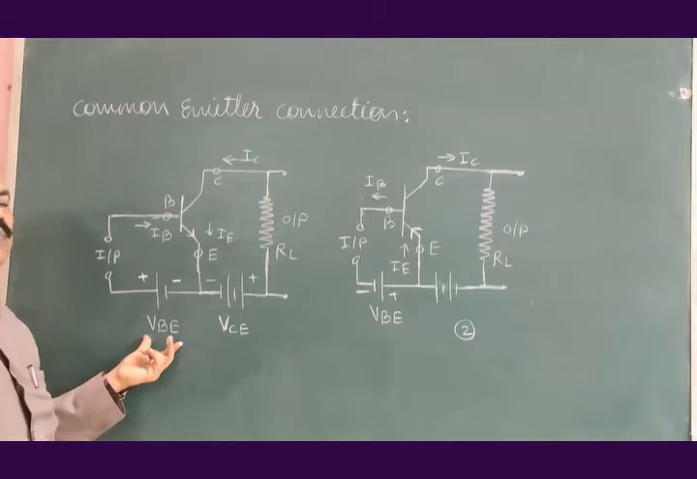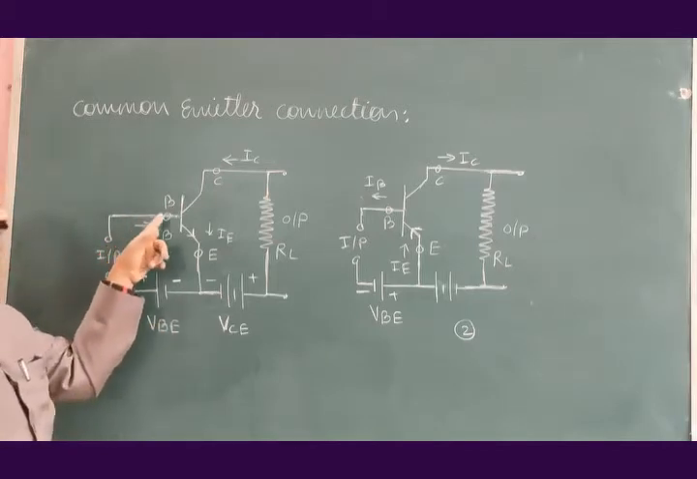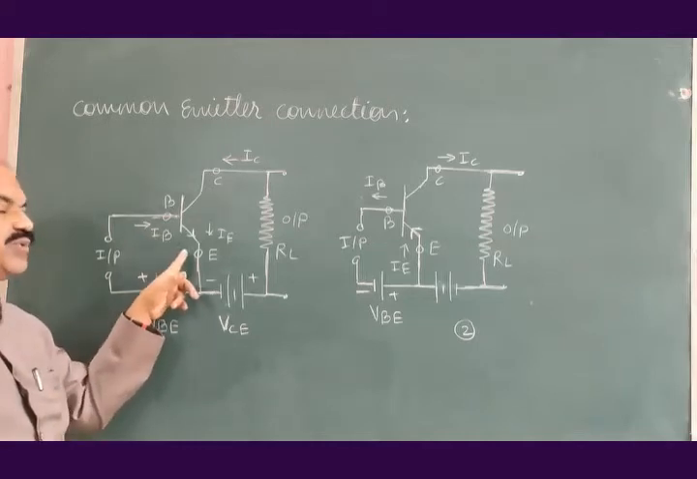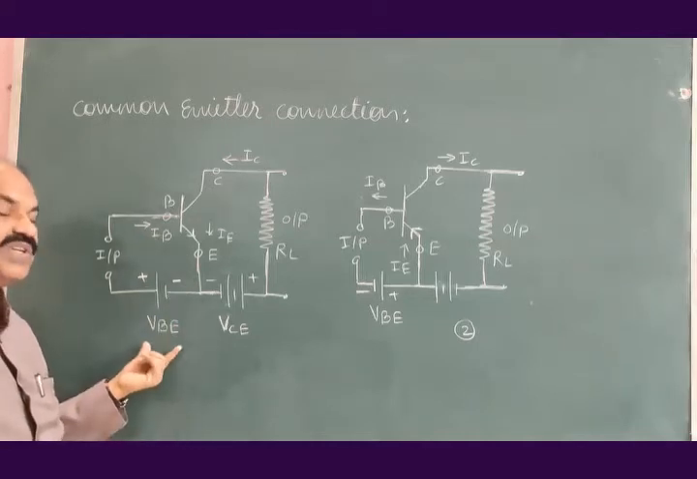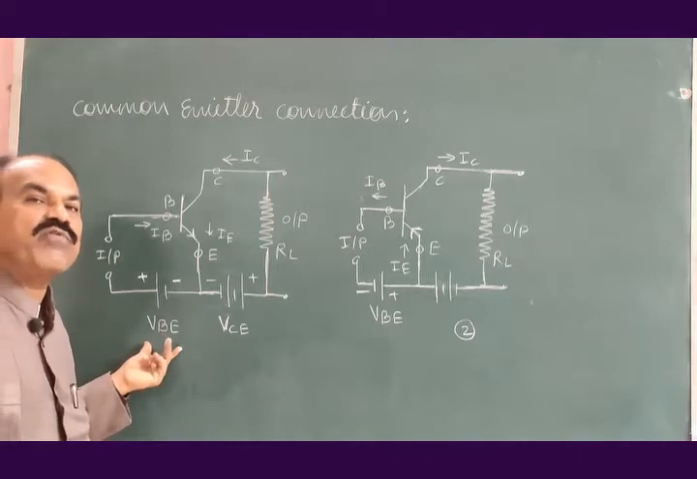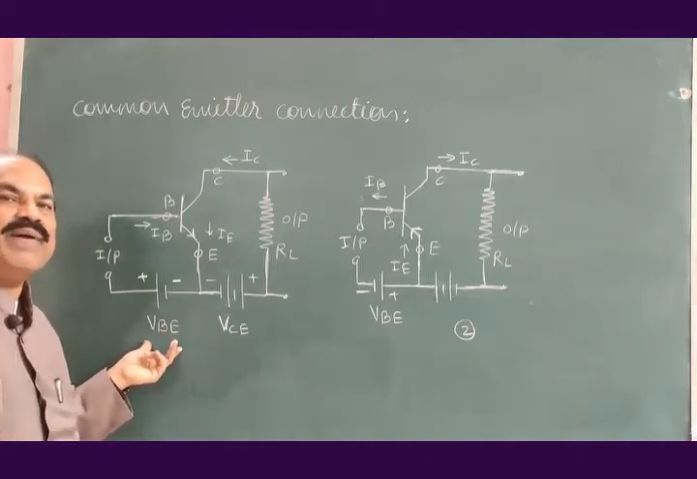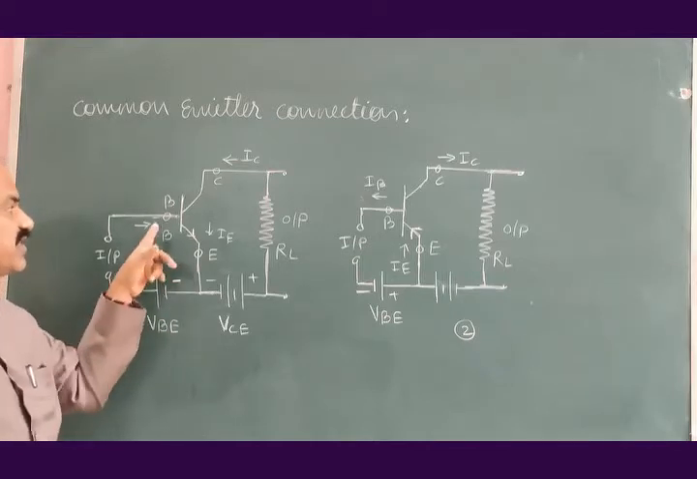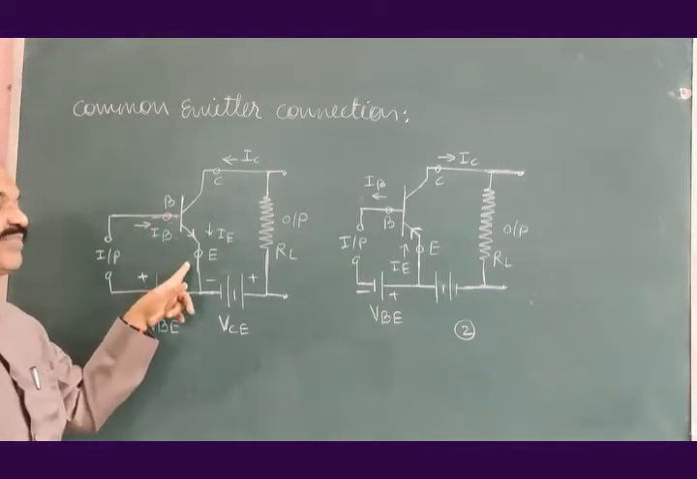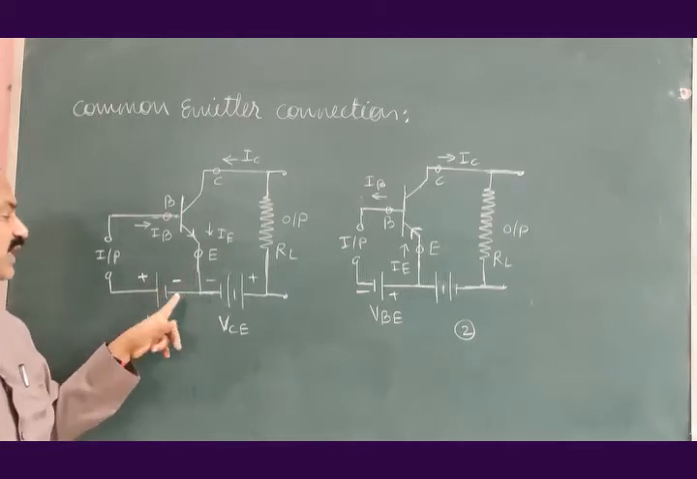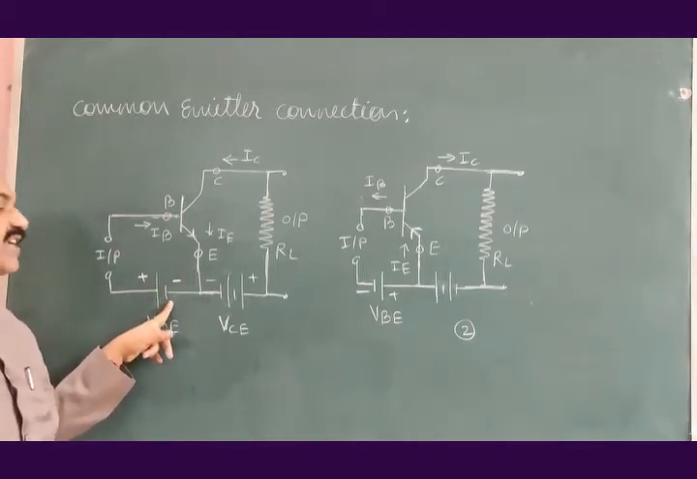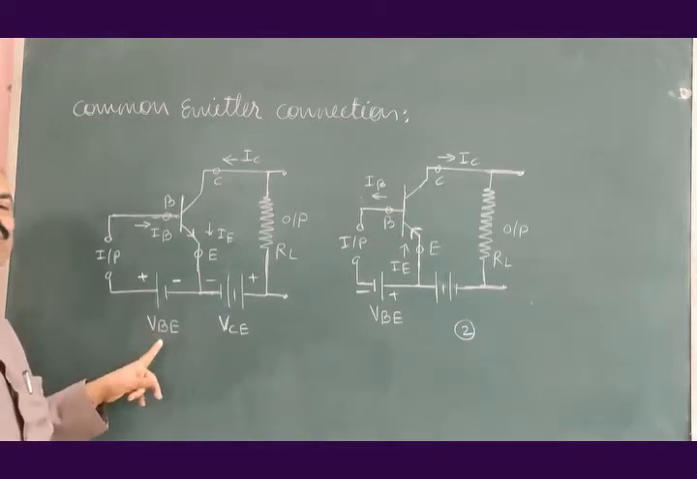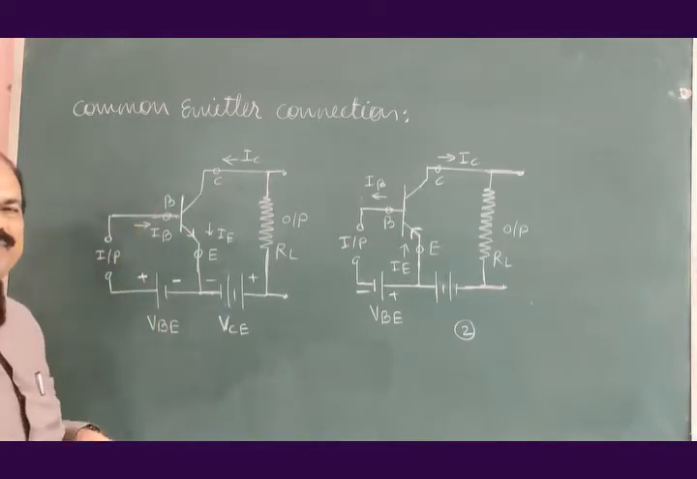VBE: positive of VBE is connected to the base, negative of VBE is connected to the emitter. VBE is always used for forward biasing of the base emitter junction. In an NPN transistor, the base is P type and the emitter is N type. To N type, negative voltage is given. To P type, positive voltage is given. Therefore, VBE forward biases the base emitter junction.